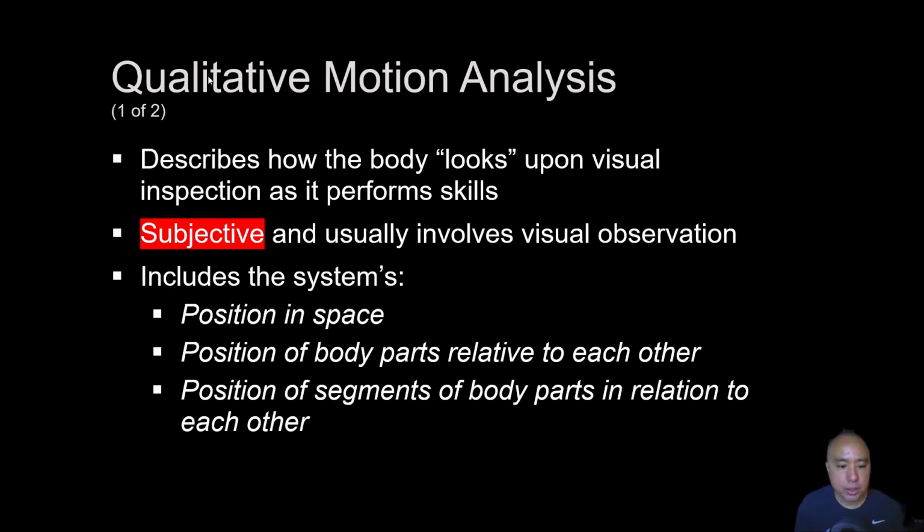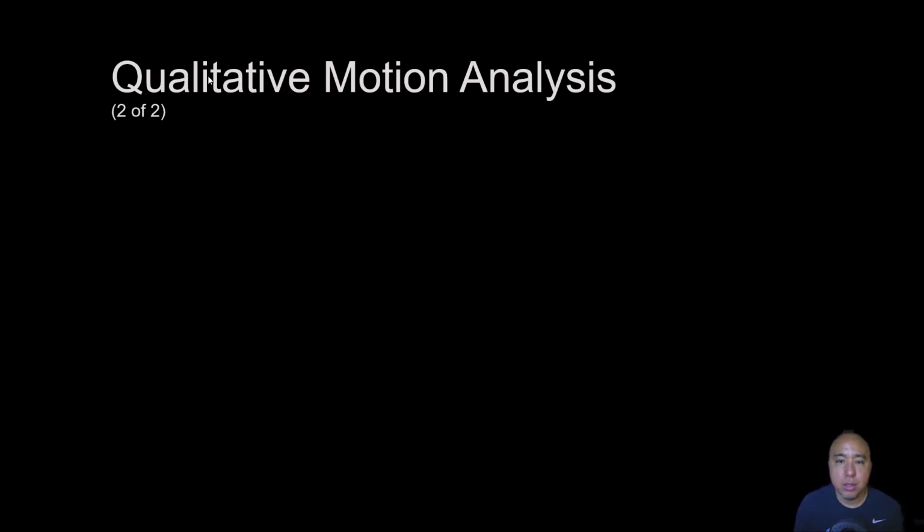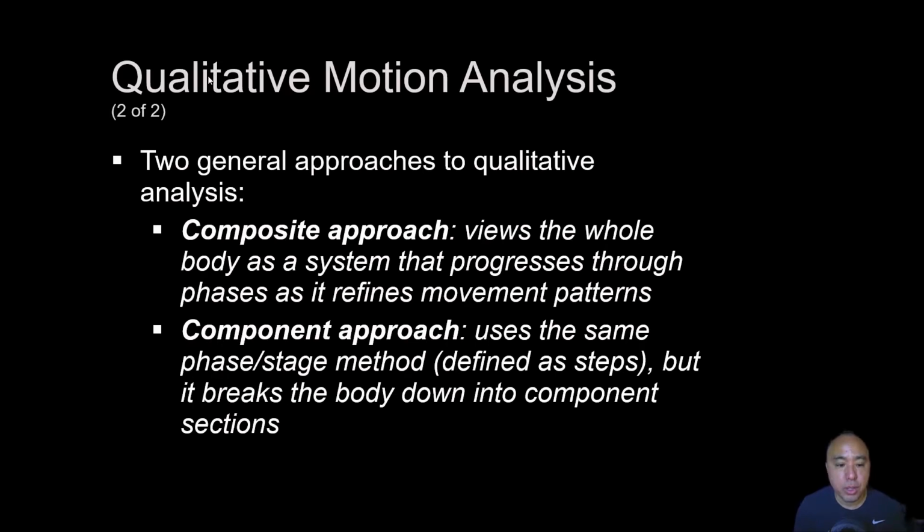And we can include things like what's the position of the player in space, whole body wise, or what's the position of specific parts of the body relative to each other, or relative to a specific point from home plate or from the net, whatever it may be. So it's a qualitative analysis that takes on mainly one or two or both approaches. One's called the composite approach, and the other one's called component approach.